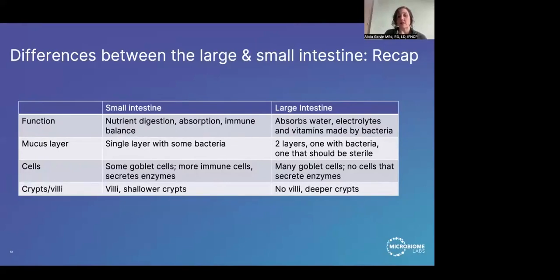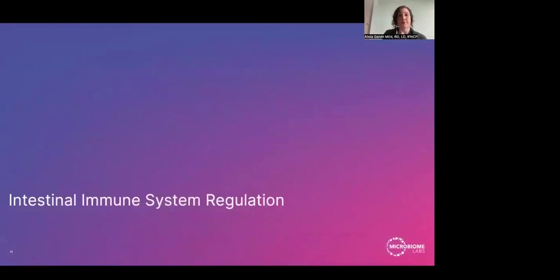It also has that thinner mucus layer, has some goblet cells, but not as many as what's in the colon. It also has more immune cells. It does secrete enzymes, and it has the villi and shallower crypts, whereas the large intestine is really mostly about absorbing water and electrolytes, having those bacteria, having that real thick layer, having a lot of goblet cells, which makes sense because goblet cells make mucus, and you have a whole lot more mucus in the colon, so you're going to have a whole lot more goblet cells. And there's no enzyme secretion in the colon, and there's no villi.